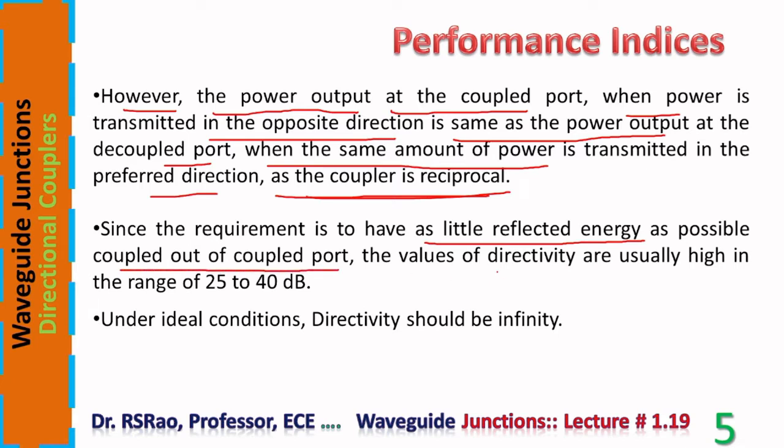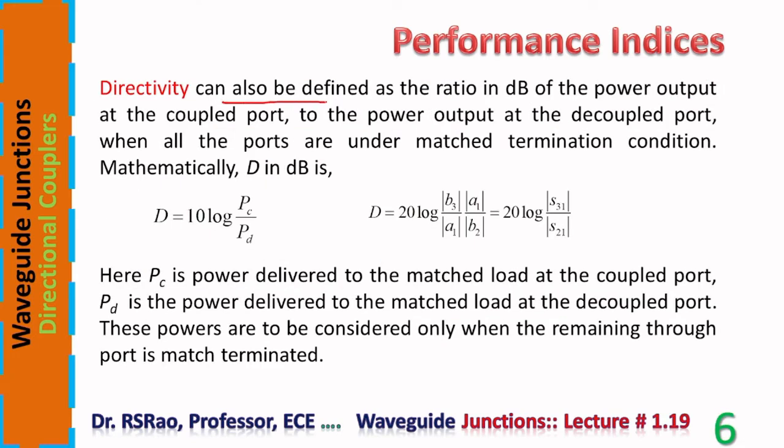Since the requirement is to have as little reflected energy as possible coupled out of the coupled port, the values of directivity are usually high, in the range of 25 to 40 dB. Under ideal conditions, for an ideal directional coupler, directivity tends to be huge, infinity. Directivity can also be defined as the ratio in dB of the power output at the coupled port to the power output at the decoupled port when all the ports are under matched termination condition. Mathematically, D in dB is equal to 10 log Pc by Pd.